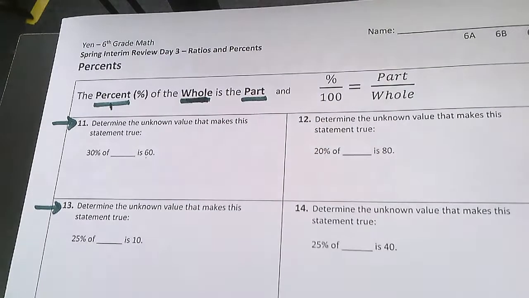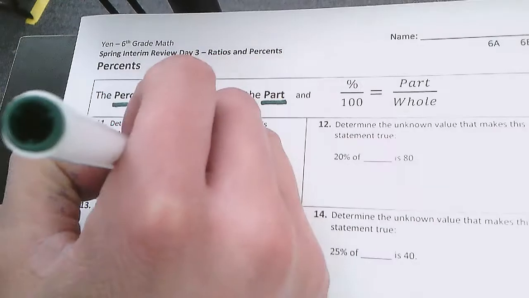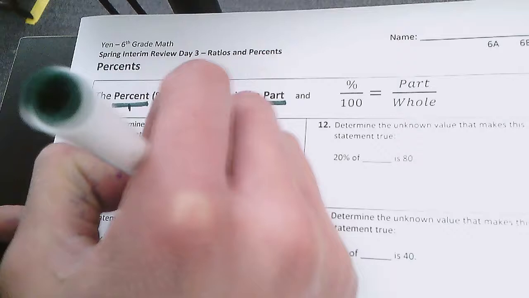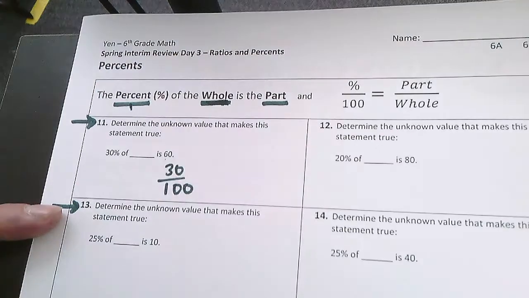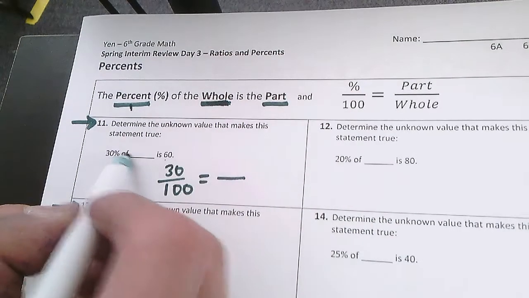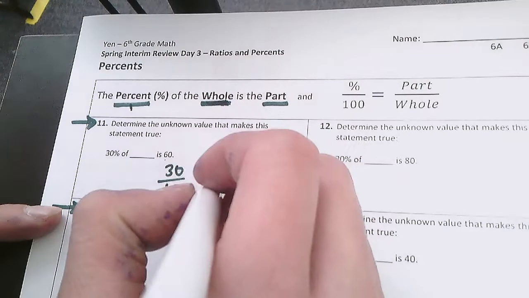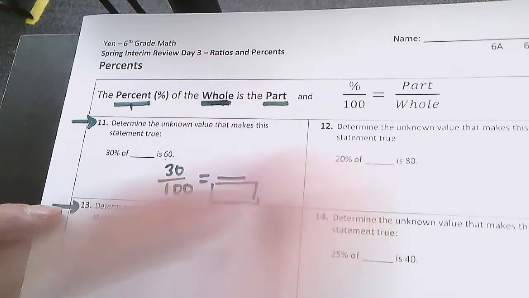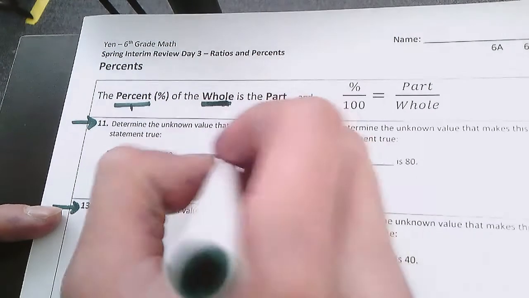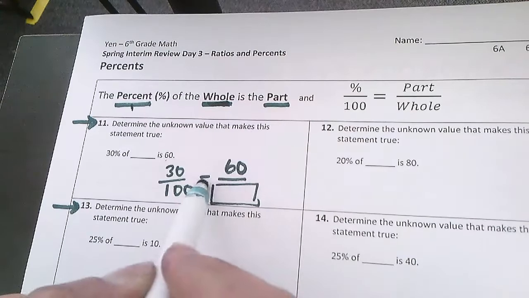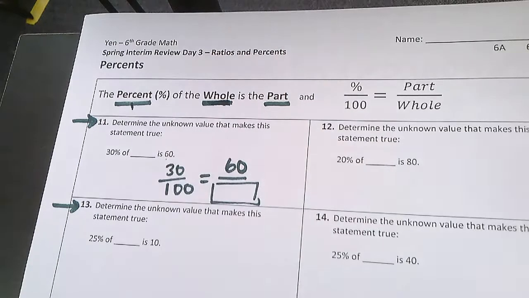So let's set up this equivalent ratio right here. We have the percent, it's 30% out of 100, is equal to, now they don't give us the whole, so we're trying to figure out the whole, the bigger amount, but we know that the part is equal to 60. So 60 out of what number is equal to 30%?